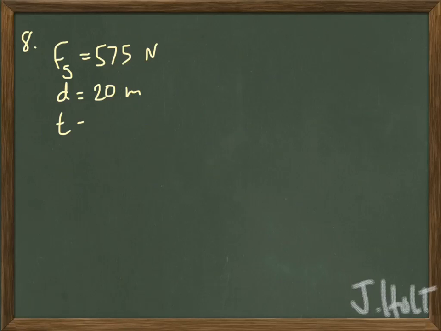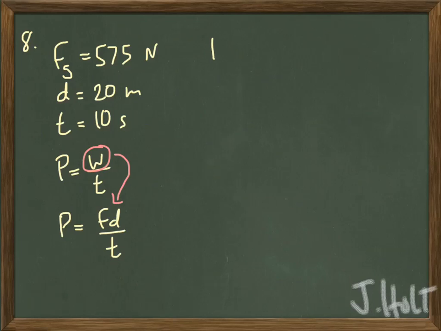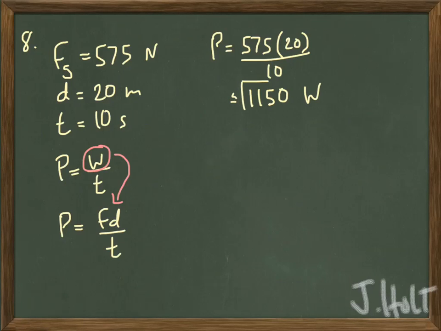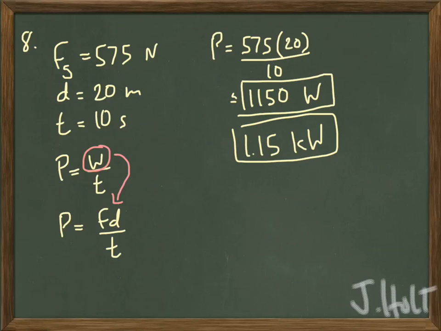We're given the force of gravity of a box. Given the time, we've got to find the power. Power is equal to work divided by time, or you can also say it's FD divided by time, because remember, work is equal to FD. So knowing that, let's plug in our values. To put it in kilowatts, you're just going to divide by 1,000.